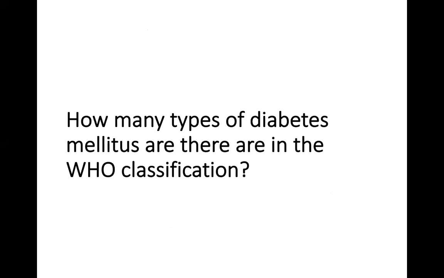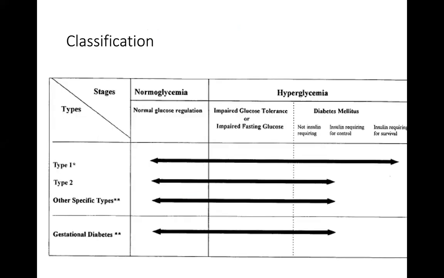Moving on to my second question: how many types of diabetes are there in the World Health Organization classification? We spoke about type 1 last time and type 2 today, but we need to remember that there are other specific types. We don't call them type 3, we just label them as other specific types. Those are those that result from something underlying.